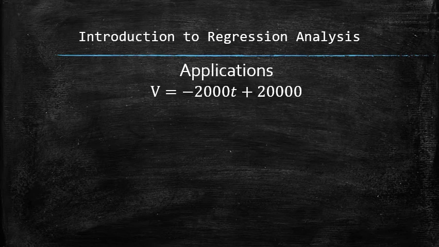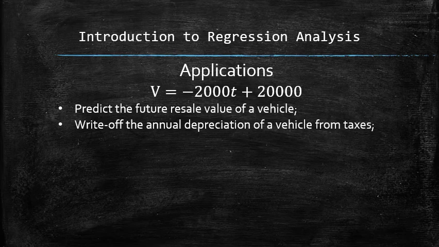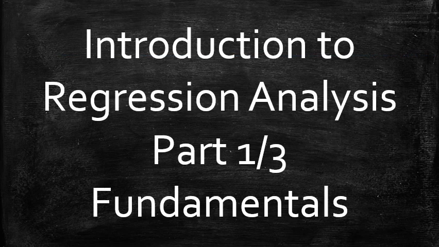Imagine what you can do if such function was given for every vehicle. We could predict the future resale value of a vehicle. We could write off the annual depreciation of a vehicle from taxes. We could compare vehicles and decide which vehicle better retains its value. However, the important question here is, where does this function come from? Or, in other words, how does one obtain such function or relation between the two variables? Soon, we will develop a formal procedure that will allow us to find the relation between the two quantitative variables, such as the value and the age of a vehicle.